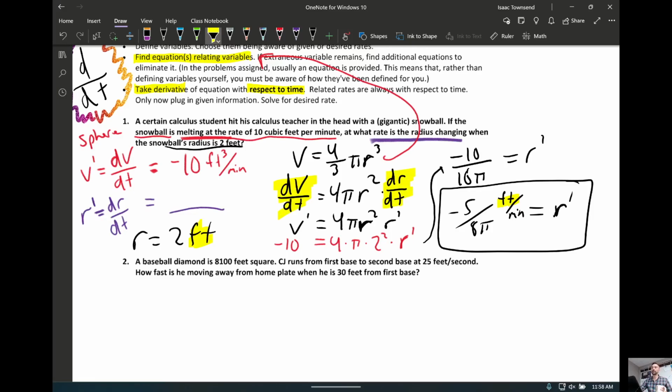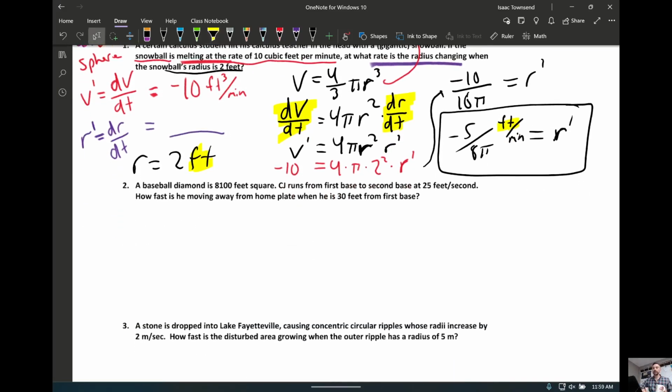So when you take the derivative of v, you need a v prime. When you take the derivative of r, you need an r prime. Plug in the stuff given to you and then solve for what they want. So the next question is probably not a sphere, but it's going to have a similar structure to how to approach the question. All right, so let's move on to that.